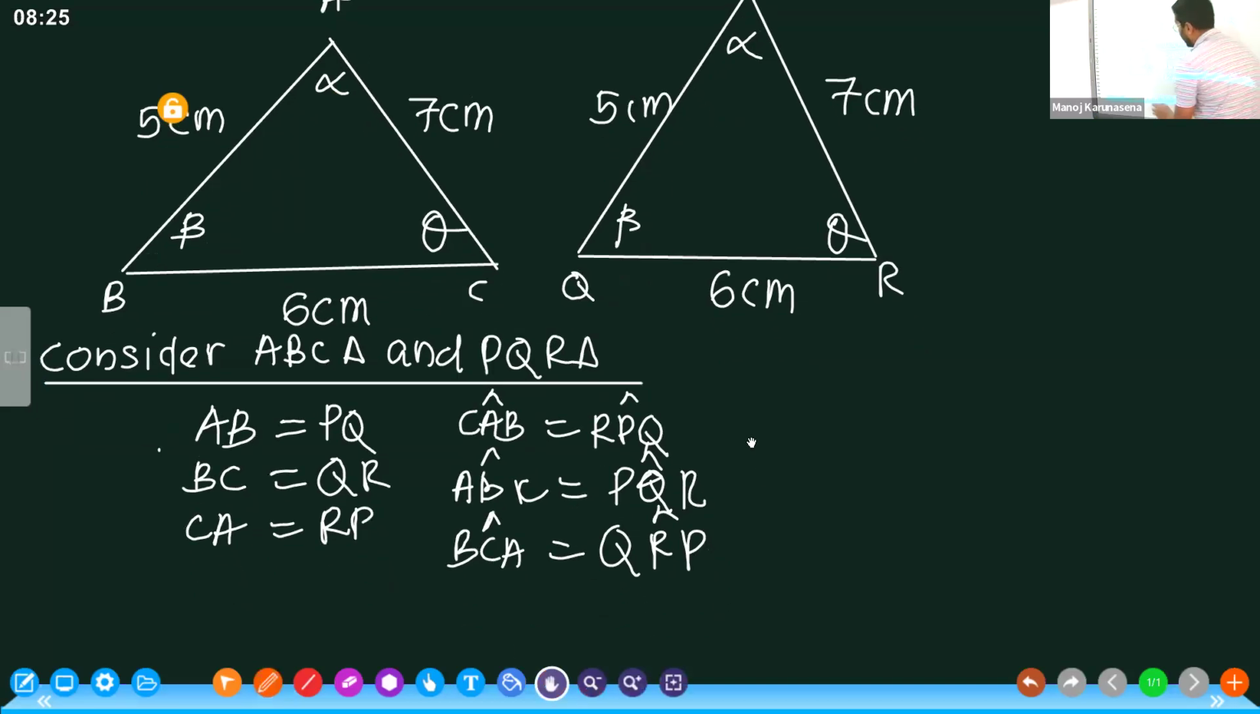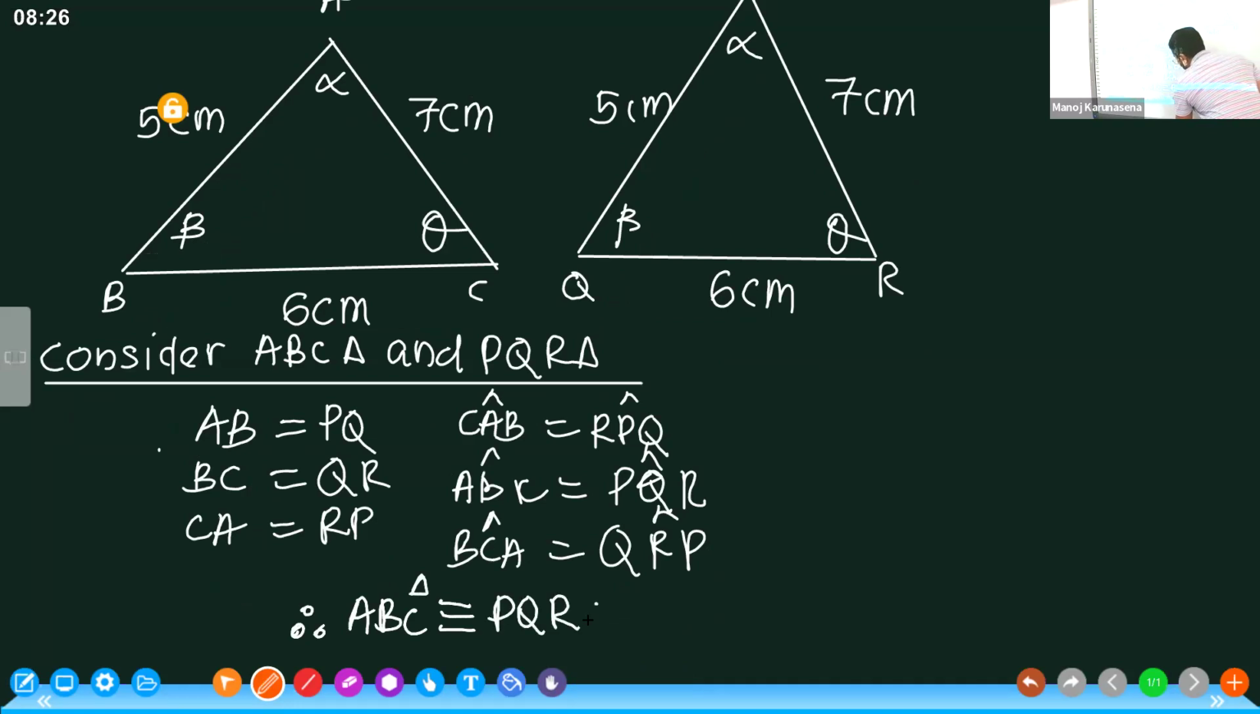Now all the 6 elements are equal, no? Therefore, triangle ABC is congruent, we write it like this, not equal, 3 dashes. Triangle ABC is congruent with triangle PQR. Is that it? Right? Because all the 6 elements of triangle ABC equal all the 6 elements of triangle PQR.